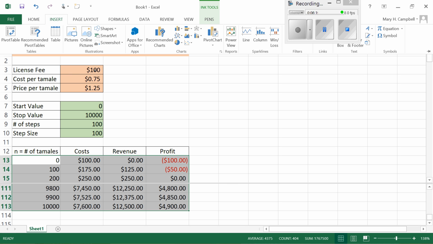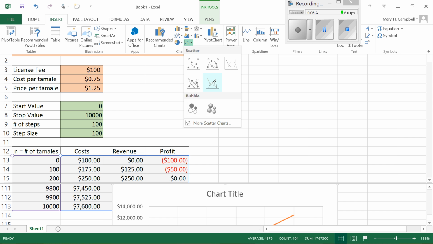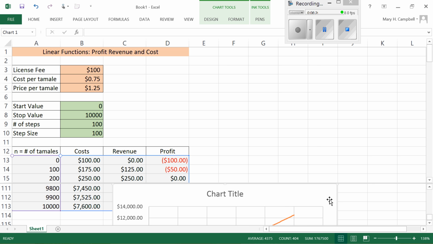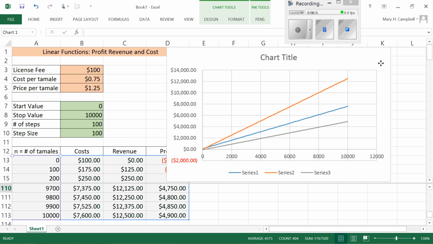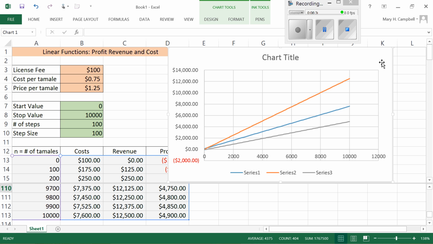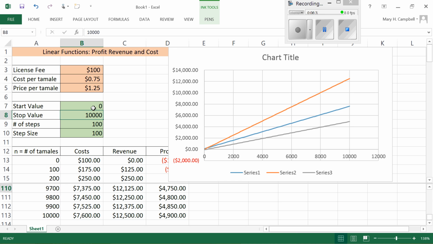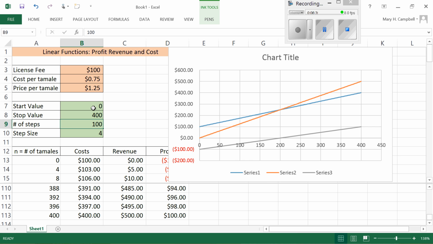And let me see. There's my scatter. These are all going to be lines. Grab that, bring it up here. And let's see, I'm going to change my stop value here. I'm going to bring this back to maybe 400. Okay, there we go. So we can see we've got three different equations here for our three different situations.